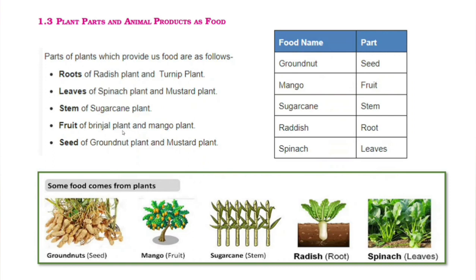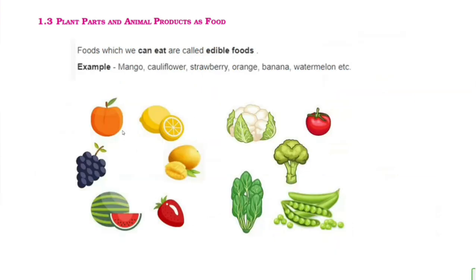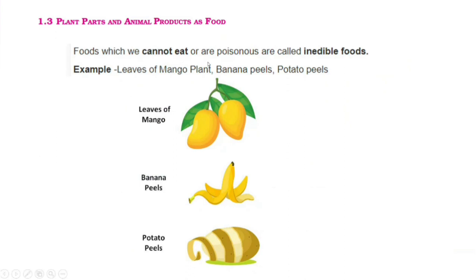Now the foods that we can eat are known as edible foods, like mango, cauliflower, strawberry, orange, banana, watermelon, peas, etc. Foods which we cannot eat or are poisonous are called inedible foods. Edible means eatable, so inedible means that are not eatable. Examples are leaves of mango plant, banana peels and potato peels.